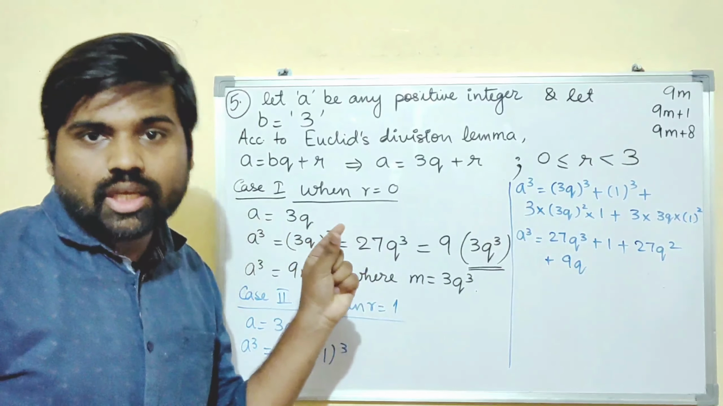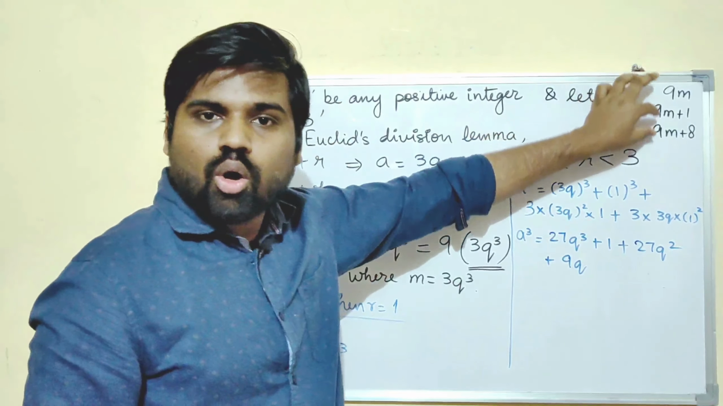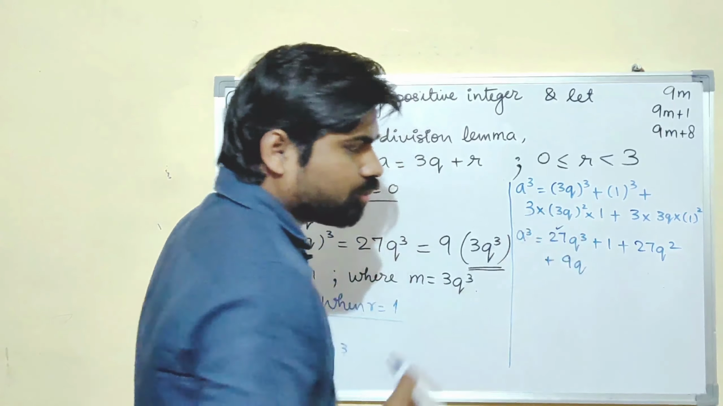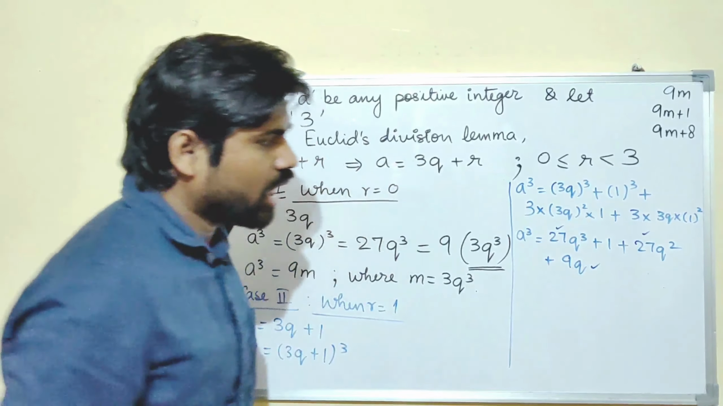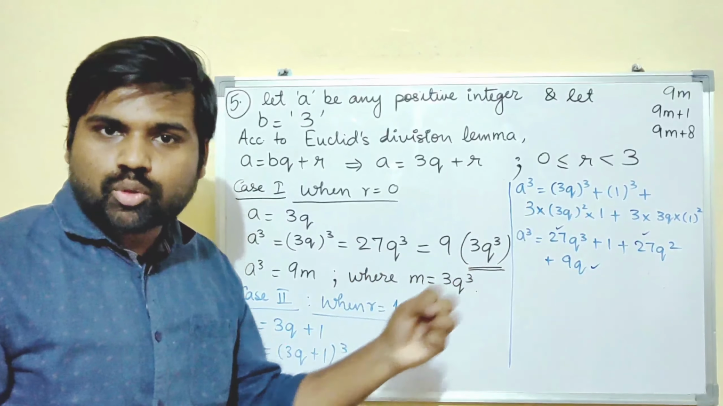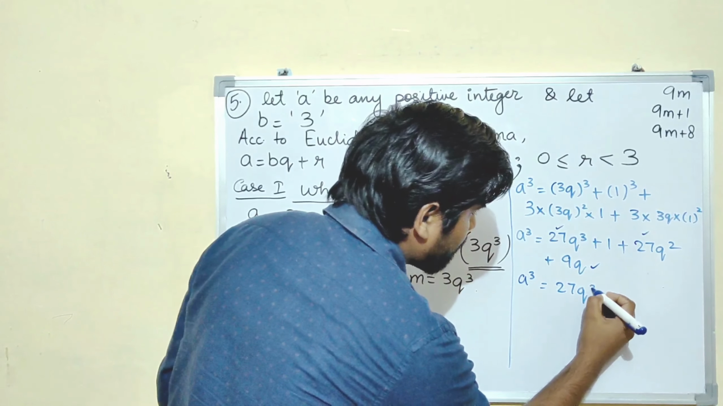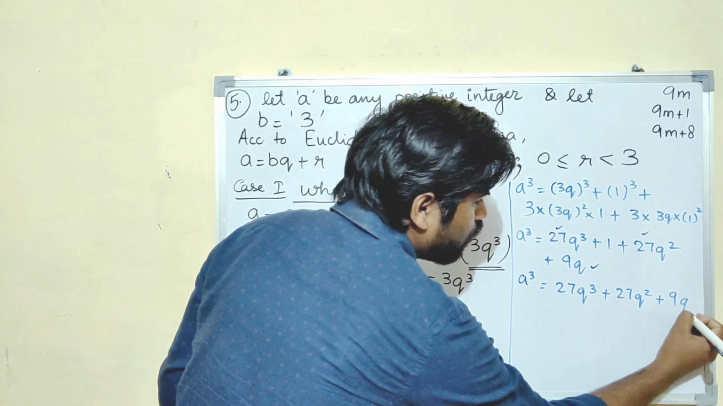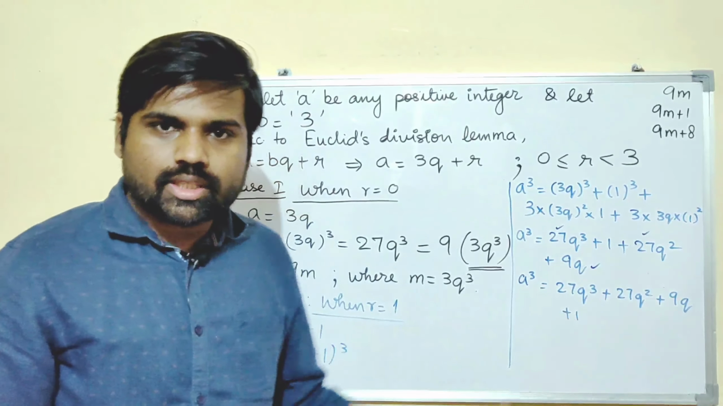We have to take 9 common here, because we have to show the form as 9m or 9m plus 1 or 9m plus 8. So you can take 9 common from this term and this term, and 1 will be left. Yes. So let us write them together. a cube equals 27q cube plus 27q square plus 9q plus 1. And now let us take 9 common from all these 3 terms.